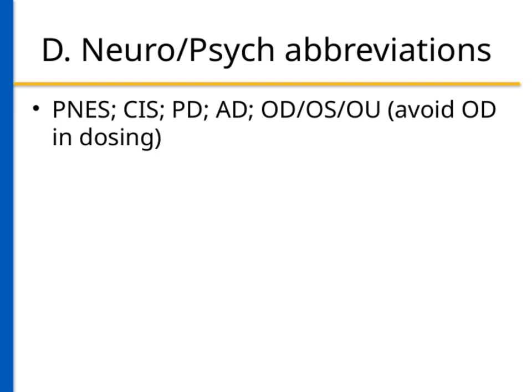Lastly, OD, OS, and OU are abbreviations related to eye medications. OD means oculus dexter or right eye, OS is oculus sinister or left eye, and OU stands for oculus uterque, meaning both eyes. However, it's important to avoid using OD when specifying dosing to prevent confusion. Understanding these abbreviations helps us communicate more effectively and ensures clarity in patient care.